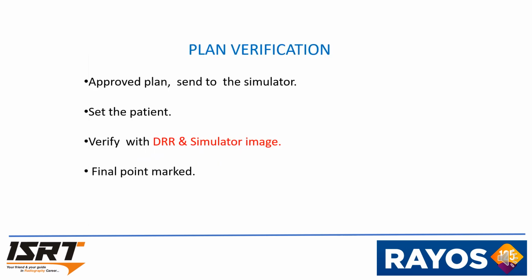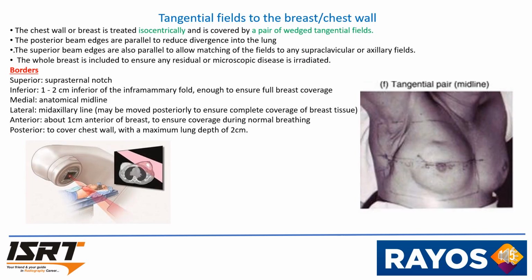Plan verification. The treatment plan is approved in TPS and then sent to the simulator. Set the patient there. Then take the simulator film. This film must be matched with the DRR, that is the tangential field to the chest wall.